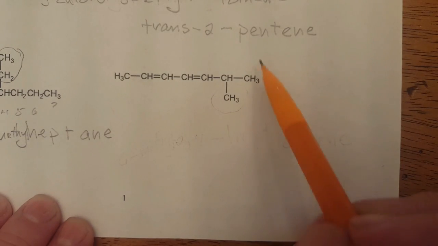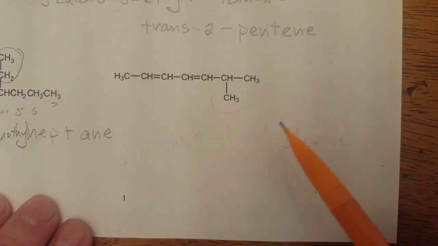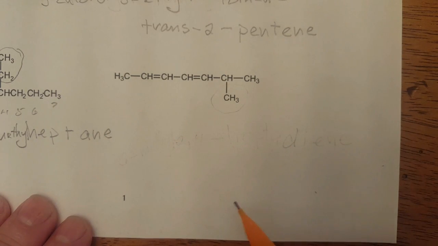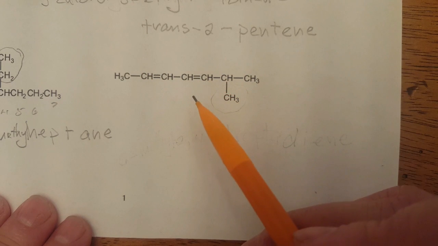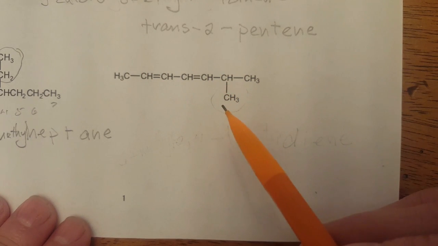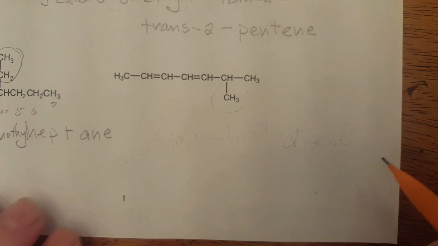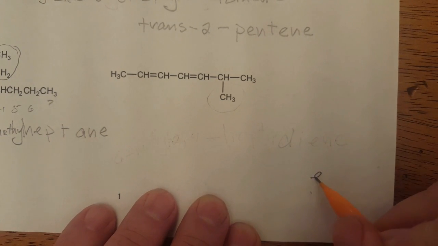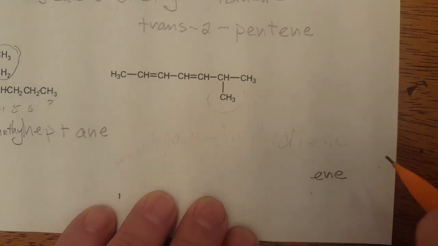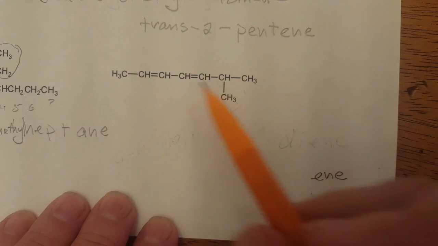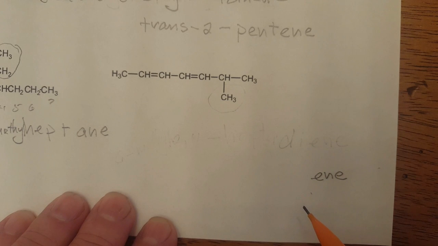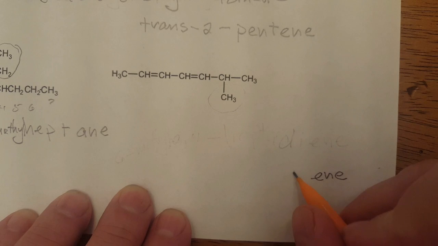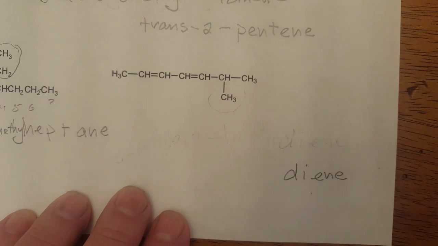Okay, let's do this guy. All right, we notice that there are 2 double bonds, and the compound is a hydrocarbon, carbon and hydrogen, so it's going to end in an ene. But there are 2 double bonds, so that means we have to account for that, so we say diene.